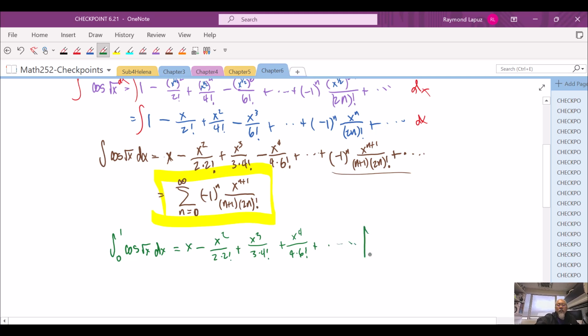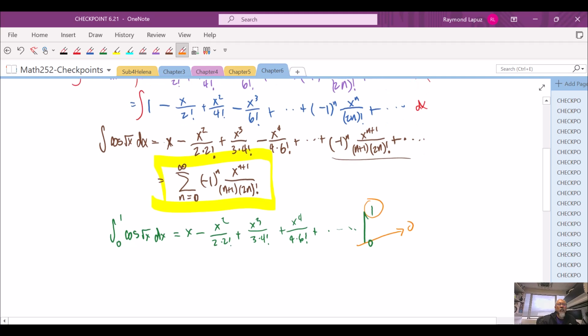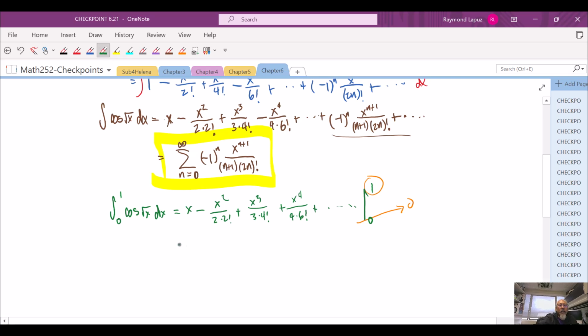If we're going to evaluate this from 0 to 1, all these terms with a 0 are going to disappear, and so we just have to put 1 in for x. So what are we going to get? We will get 1 minus 1 over 2 times 2 factorial plus 1 over 3 times 4 factorial plus 1 over 4 times 6 factorial. And then we got the pattern here, right? So it's going to be a negative 1 to the n, and then 1 over n plus 1 times 2n factorial. So this is going to be the number that we're looking for.